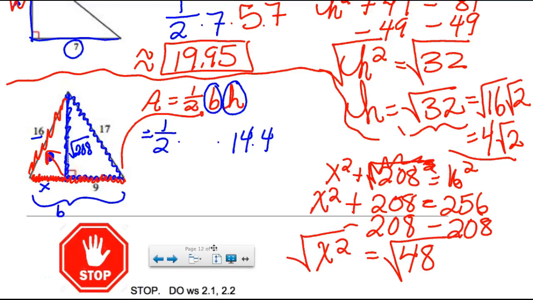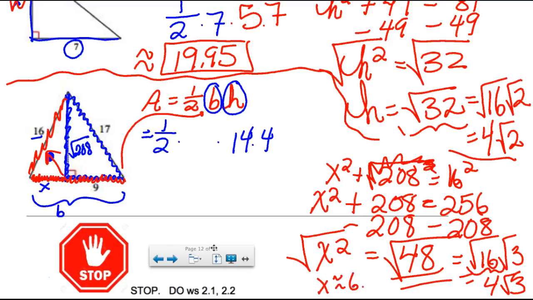And again, I will allow you to go to the tenths, but know that in a higher level geometry class, you would have to simplify this and call it 4 root 3 and keep it exact. But I'm going to allow you to go decimal and just take the root of 48 and round it to the tenths, which is 6.9. So x is about 6.9. Now, I don't put that in for the base because, watch me erase this, this right here is 6.9. So the base length that I'm going to use is going to be 6.9 plus 9, or 15.9.